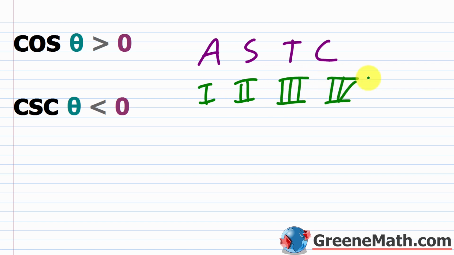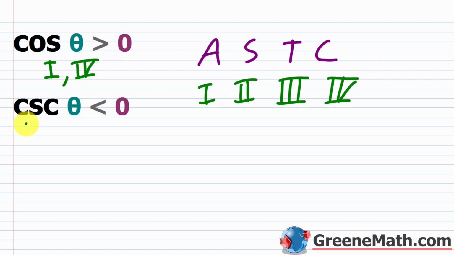The way I look at it is I just say, okay, cosine of theta is greater than 0. So where does that occur? It occurs in quadrant 1 and also quadrant 4. Remember, the C is for the cosine of theta, and it tells you that the cosine of theta and the secant of theta are going to be positive, everything else is negative. So let me just write below this that it's quadrant 1 and quadrant 4 that satisfy that condition.